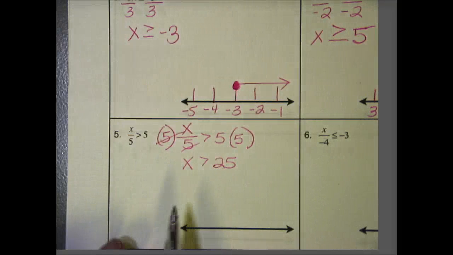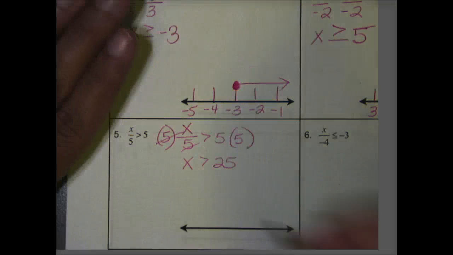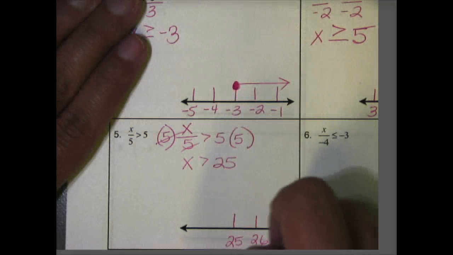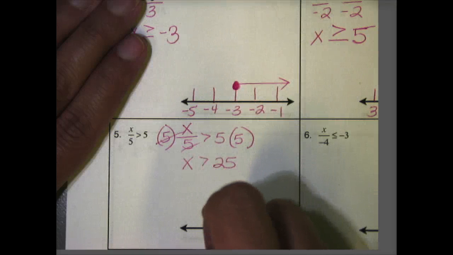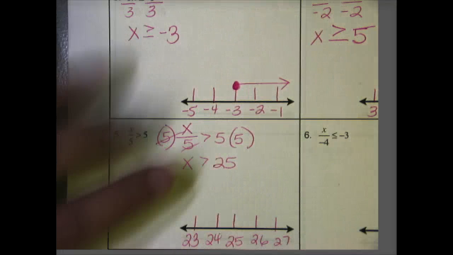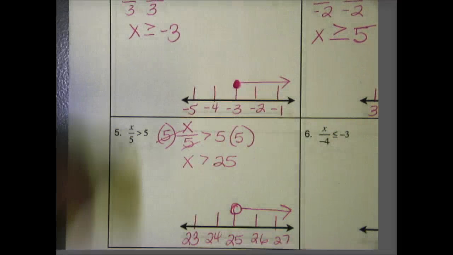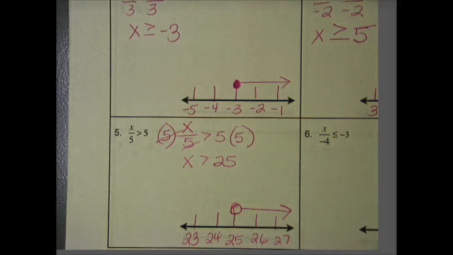Remember, I multiplied, but I multiplied by a positive, so I don't have to flip my symbol. So 25, we'll draw our number line. Greater than is an open circle, and everything to the right of 25 is greater than 25.